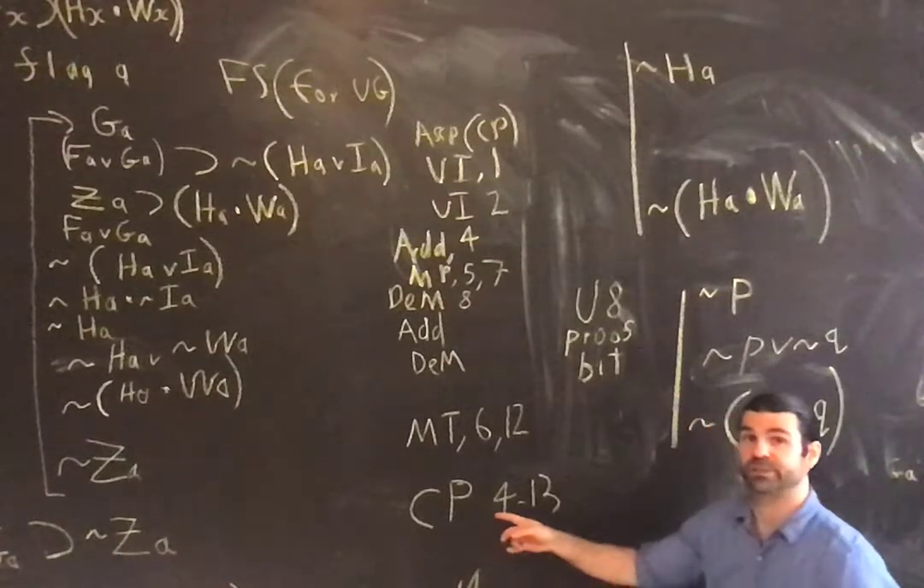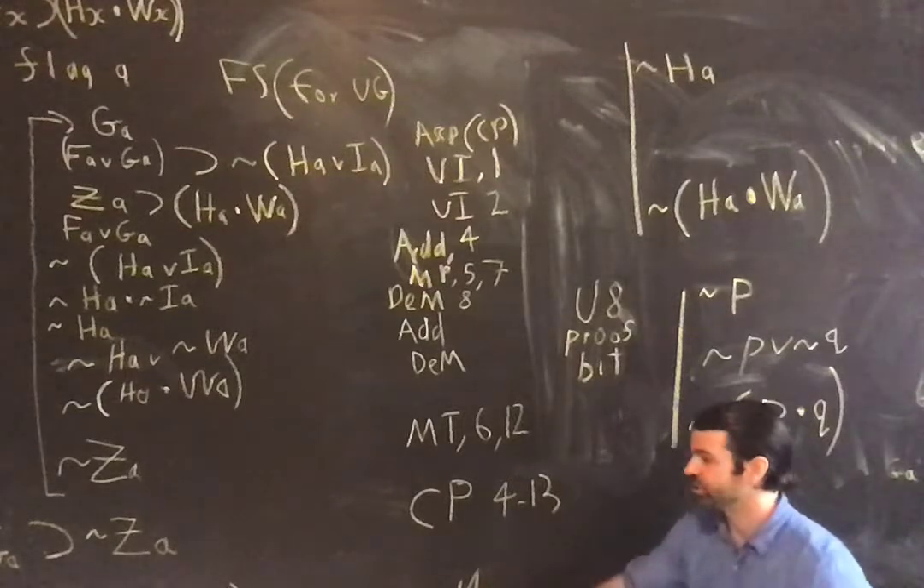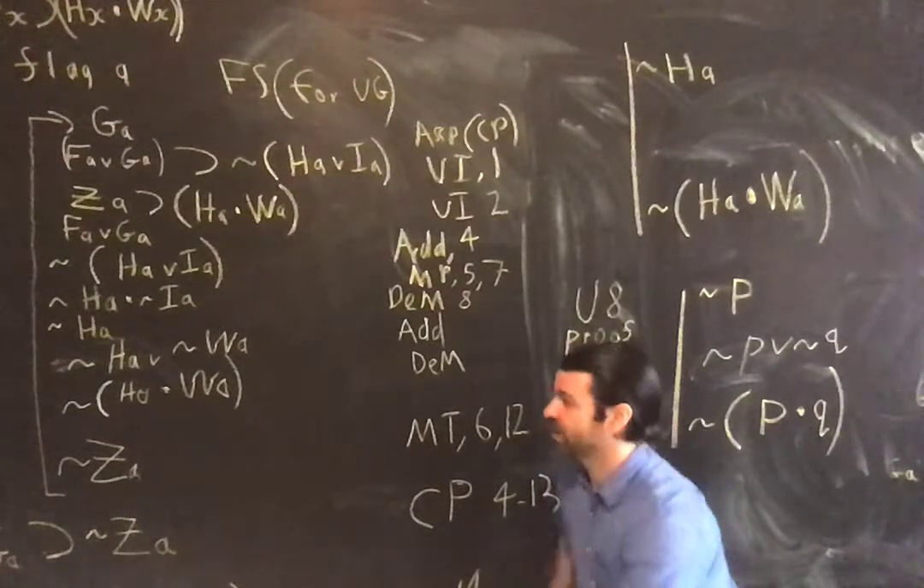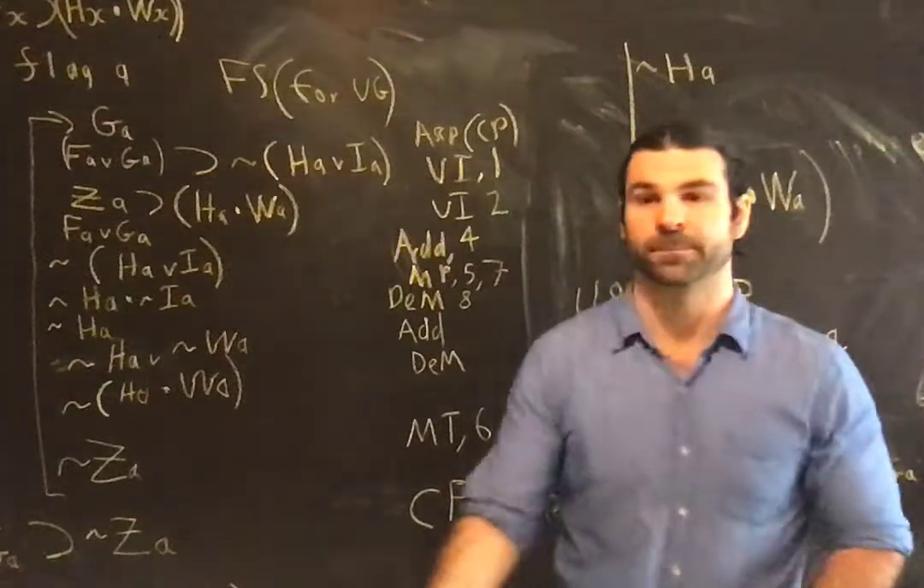Do notice that difference between conditional proof and UG, universal generalization. Conditional proof, you cite the entire subproof. UG, you only cite the final line of the subproof. Okay.